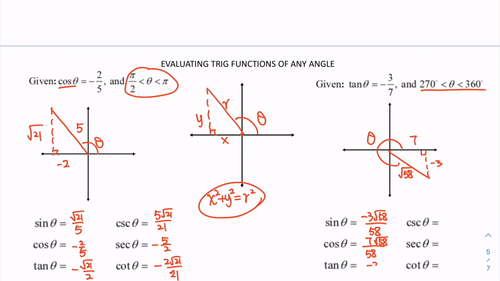Tangent of theta, negative 3 over 7. So cotangent, negative 7 over 3. Cosecant will be negative square root of 58 over 3. And secant, square root of 58 over 7. How do we rationalize negative 3 over square root of 58? We just multiply square root of 58 in the numerator and denominator. We get negative 3 radical 58 over 58.